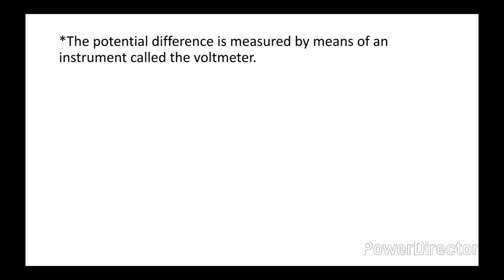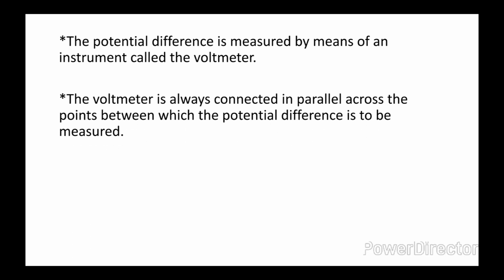Then how do you measure the potential difference in an electric circuit? What is the instrument used to measure the potential difference? So voltmeter is the instrument used to measure the potential difference. So this gives the potential difference in the given particular circuit. And one point you must remember is the voltmeter will always be connected in parallel to measure the potential difference in a circuit. So it must always be connected in parallel in the circuit.